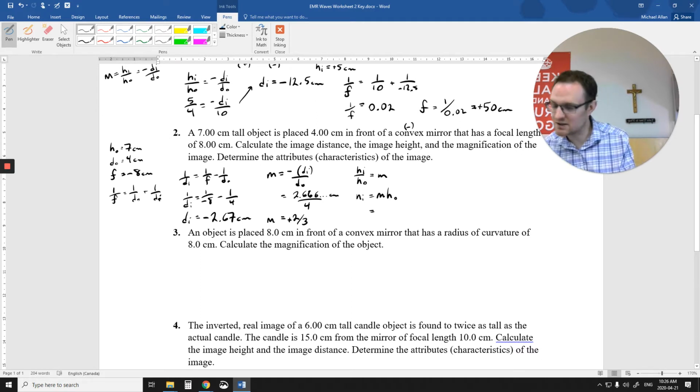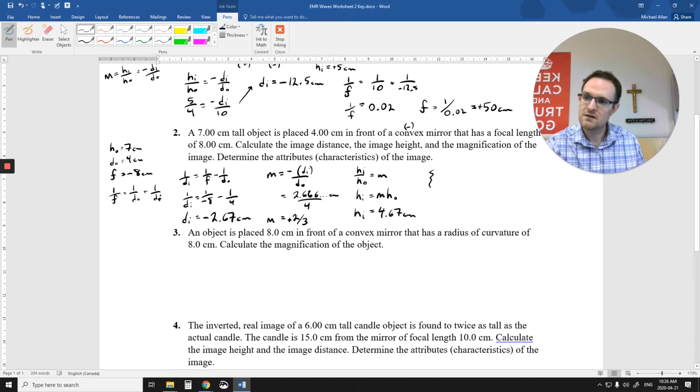So it's my magnification times my HO times by 7. My HI is 4.67 centimeters. Nice positive number too. Okay, so I got all my numbers and everything. So let's look at my characteristics.